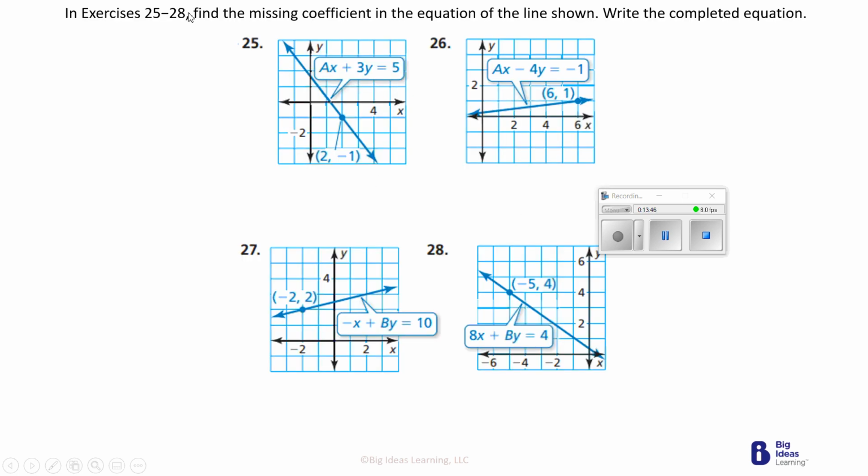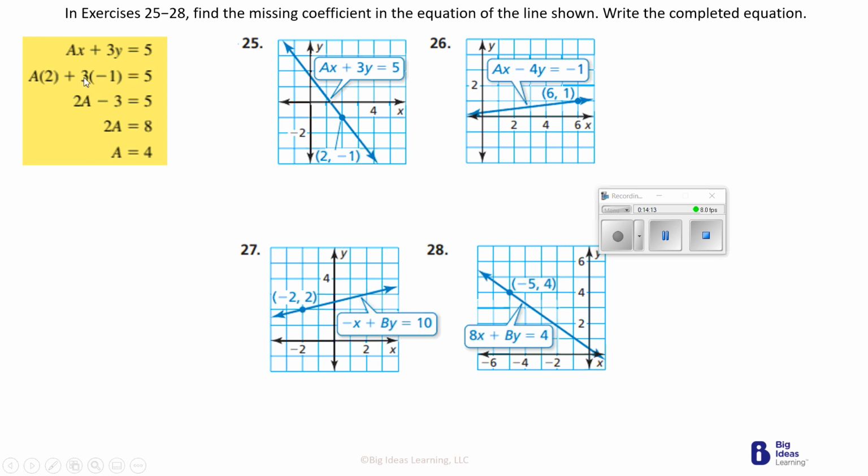On 25, it says find the missing coefficients of the equation of the line. Write the completed equation. We're writing the missing coefficient. Okay, so we're trying to find a. We see we have ax plus 3y equals 5. Now we're taking the coordinates 2 and negative 1. We're replacing y with negative 1. And we're replacing x with 2.